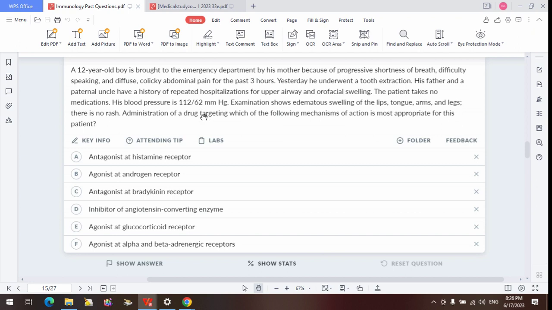Okay. So, administration of a drug targeting which of the following mechanisms of action is most appropriate for this patient? Antagonist at histamine receptor, agonist at androgen receptor, antagonist at bradykinin receptor, inhibitor of angiotensin converting enzyme, agonist at glucocorticoid receptor, and agonist at alpha beta adrenergic receptors. I'm going to go for antagonist at bradykinin receptor. Yes, that is very correct. Do you want to tell us why you are picking that? Just a little statement.